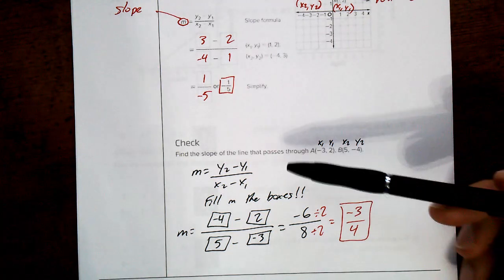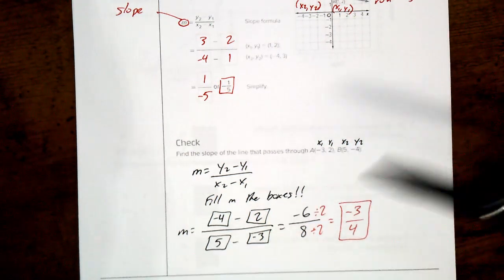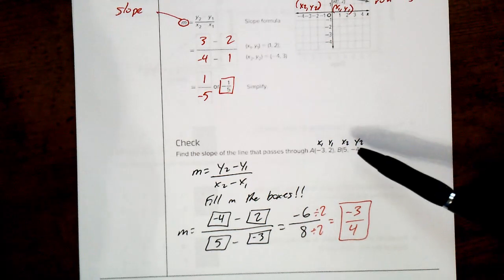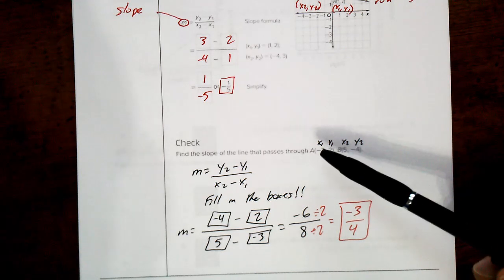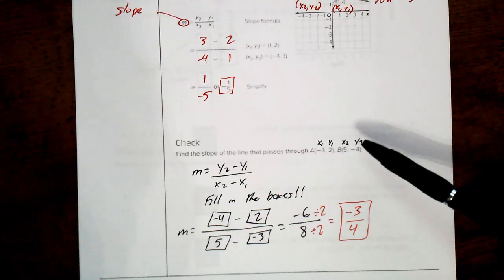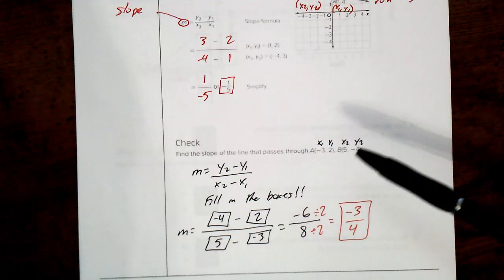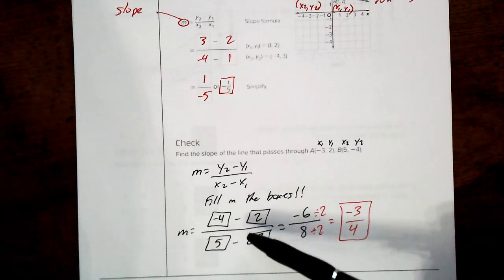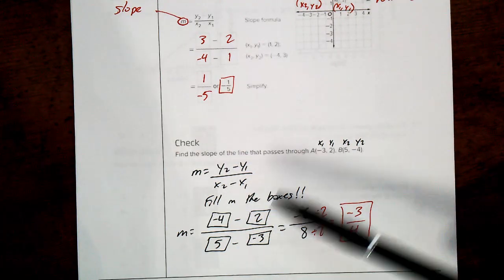Well, if you use the formula, y2 minus y1 over x2 minus x1, if you labeled your points x1, y1, x2, y2, again, these are just coordinate points, x y, x y. This is the first point they gave us, that's why I called it x1, y1. This is the second point they gave us, that's why it's x2, y2. Fill in the boxes. y2, we said was negative 4. y1, we said was 2. x2, we said was 5. x1, we said was negative 3.